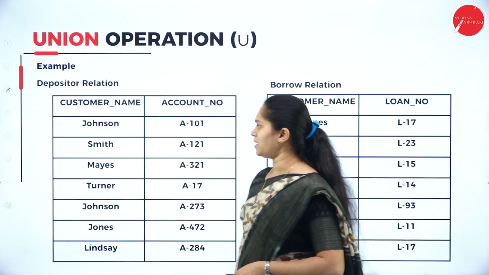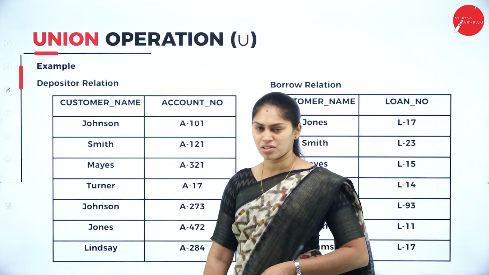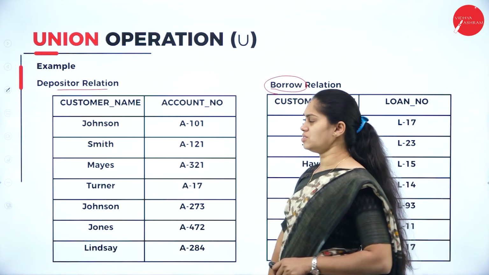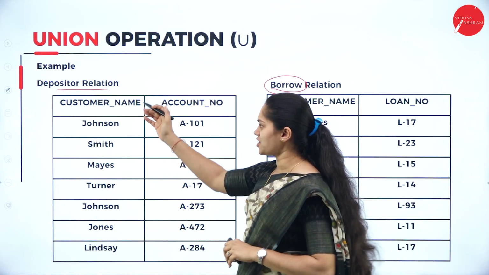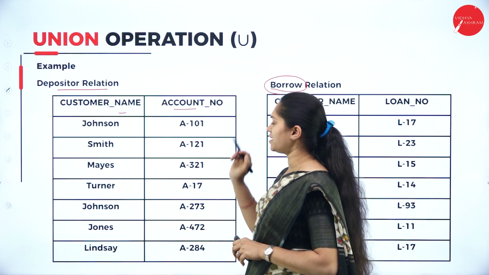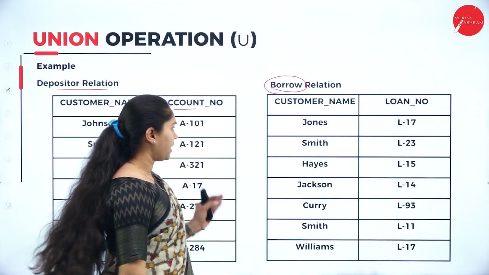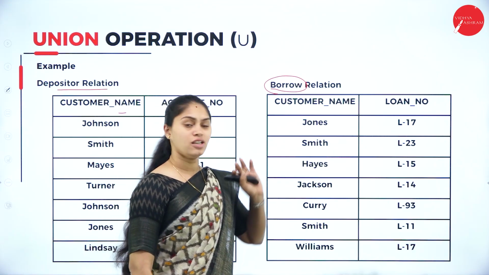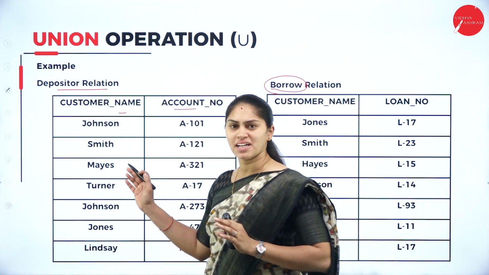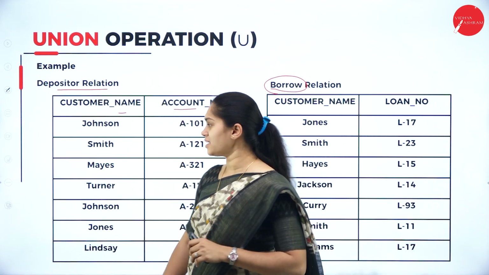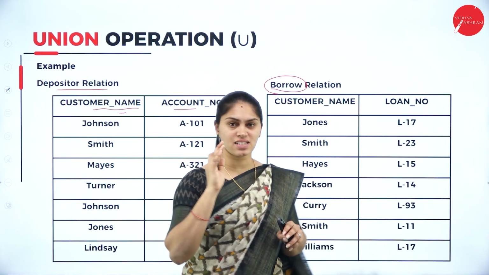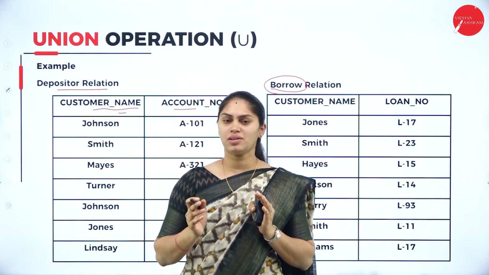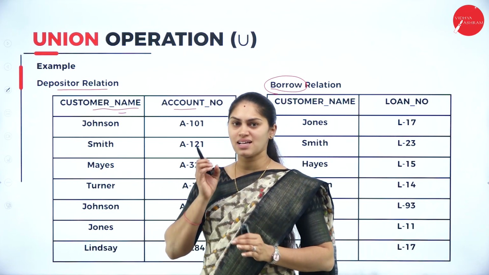You can see the example here. We have two relations here. One is the depositor relation and another one is the borrow relation. In the depositor relation, we have two columns, that is customer name and account number. In the borrow relation, we have customer name and loan number. So you can see the compatibility between the two tables, correct? Here we have a customer name, that is varchar. Here also I have a customer name, that is varchar. The compatibility between the first columns of both the tables is the same.